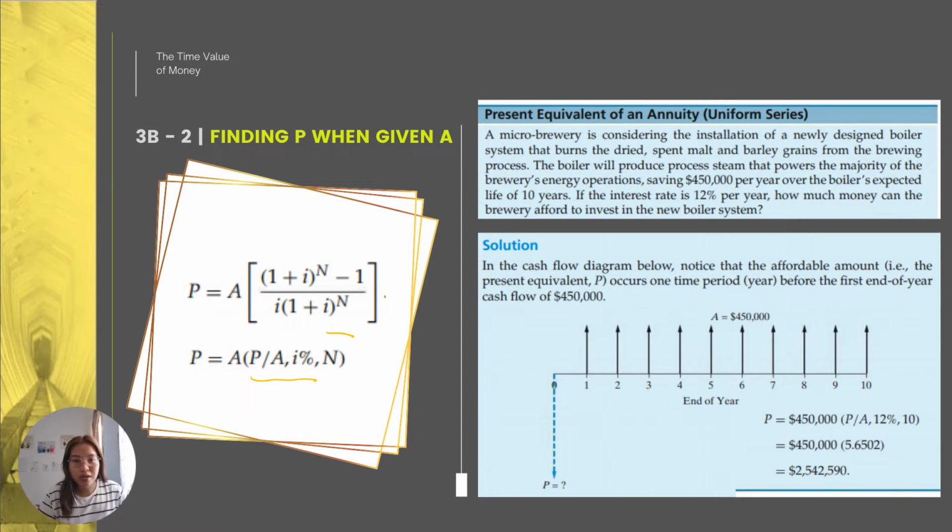A microbrewery is considering the installation of a newly designed boiler system that burns the dried, spent malt and barley grains from the brewing process. The boiler will produce process steam that powers the majority of the brewer's energy operations. There is a saving here of $450,000 per year over the boiler's expected life of 10 years. If the interest rate is 12% per year, how much money can the brewery afford to invest in the new boiler system?